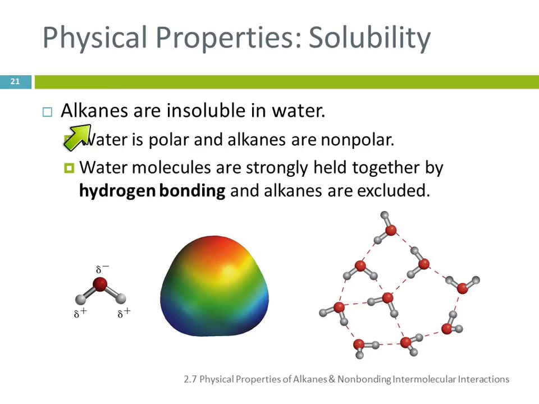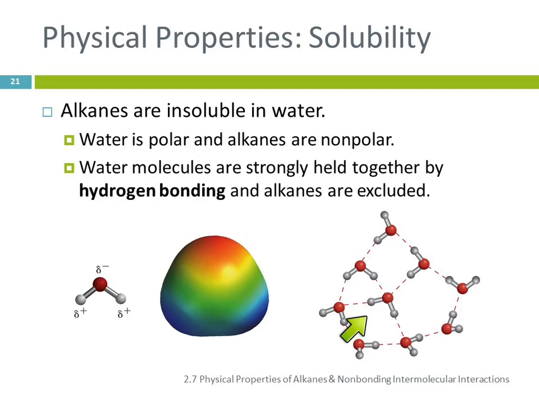Alkanes are insoluble in water. They just do not mix with water. And the reason for this is that water is a polar substance and alkanes are nonpolar. Remember that the carbon-hydrogen bond, the electronegativities of these two atoms is similar enough that the carbon-hydrogen bond is essentially a nonpolar bond. So if you've got a hydrocarbon with only carbons and hydrogens, there's no way it can be polar. Just no way. Well, water molecules are very polar, and they are held together by hydrogen bonding.